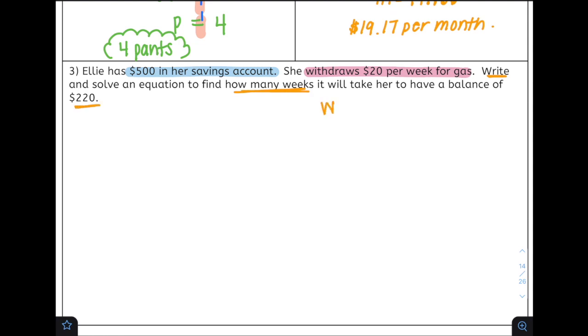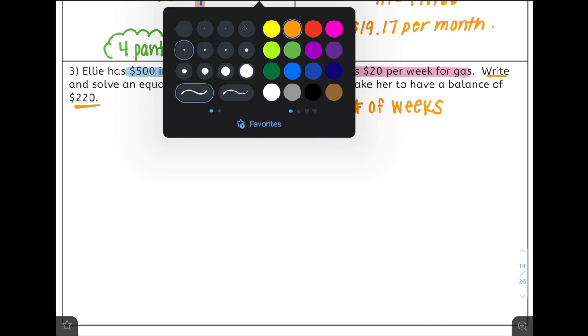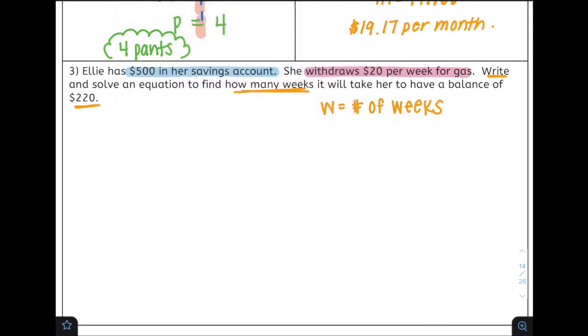Okay, so W equals the number of weeks, making it super simple for myself, not too complicated so I don't forget what I'm including. I know that Ellie has $500 in her account. Withdrawing money, I'm taking it out. Obviously, Ellie's going to be spending it on gas. So what we have is minus 20, and looking for that keyword per or every, per week, multiplying, is going to leave me with $220.